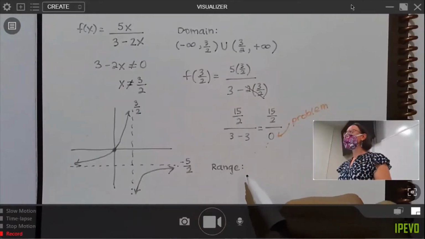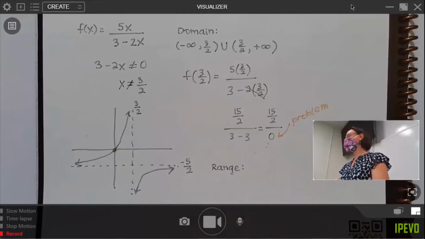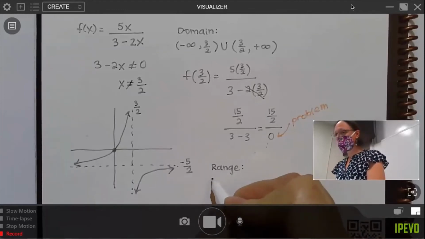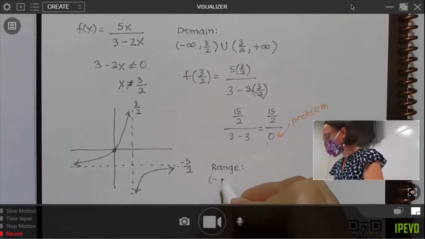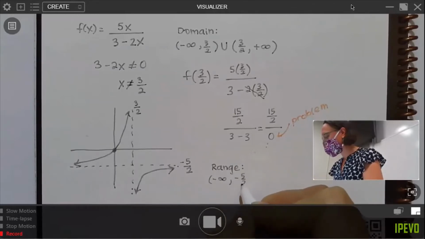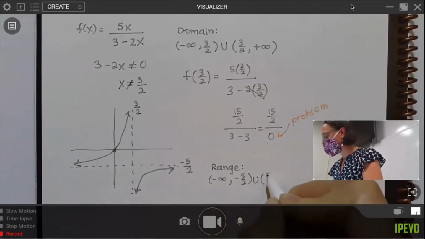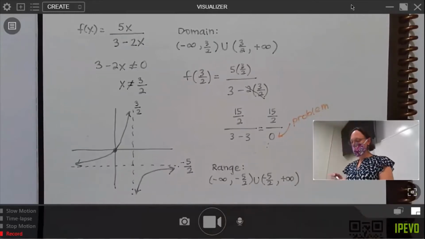There's only one y value that we never touch on the graph, and that's the negative 5 halves. So to leave that out, I would write that as negative infinity to negative 5 halves, union, negative 5 halves to positive infinity. And that's going to be my range.